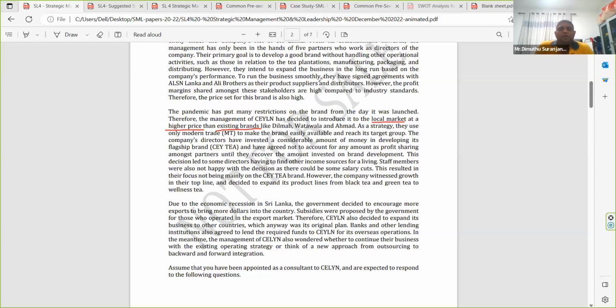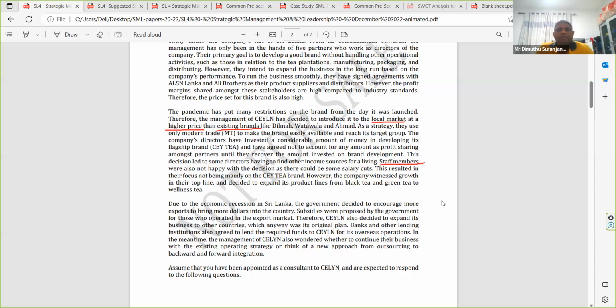So they don't have income now. Staff members are also not happy with the decision, as there would be some salary cuts. See, staff members are also not happy about this one. See, another stakeholder, staff members.